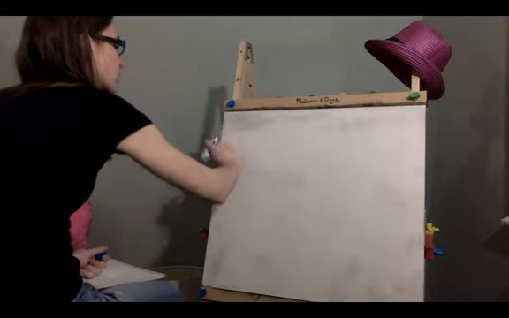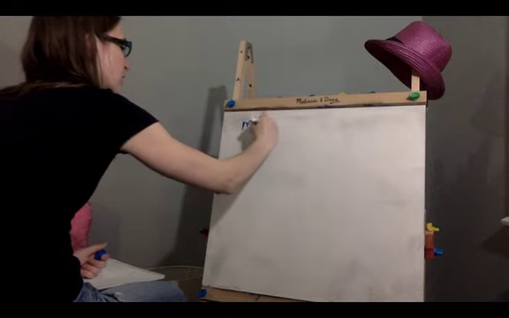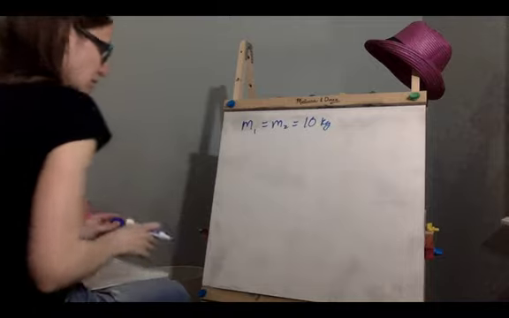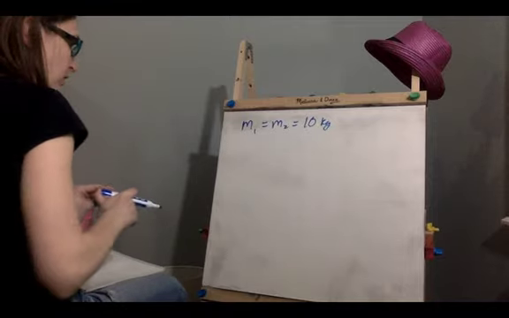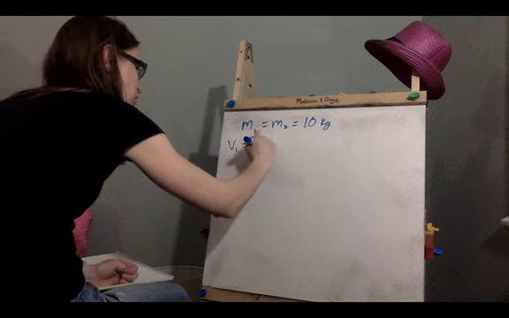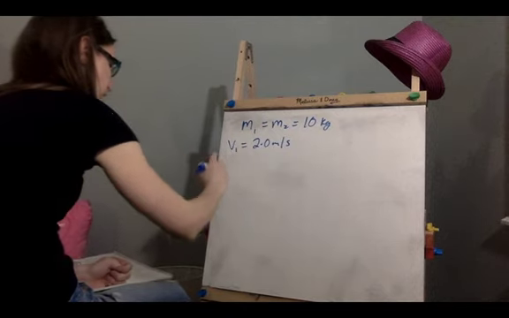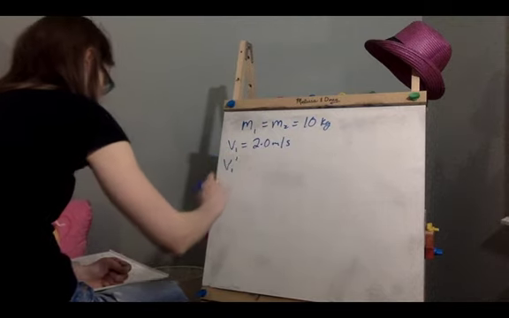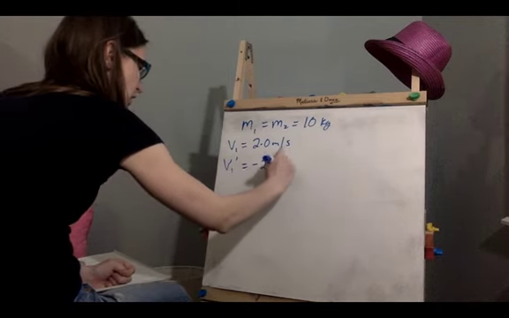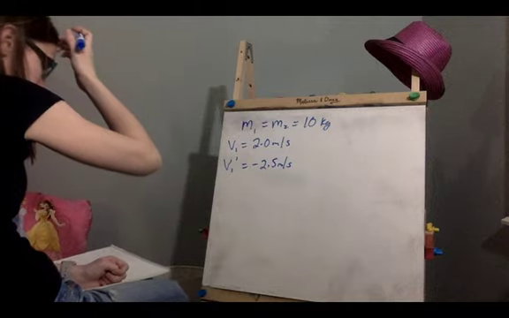Let's see if the blue one's got anything left. Okay, so M1 and M2, we both know their mass. They both have a mass of 10 kilograms. We have the velocity of the first train initially is 2.0 meters per second, and its velocity after the collision is 2.5 meters per second in the opposite direction, so I'll give that a value as negative.